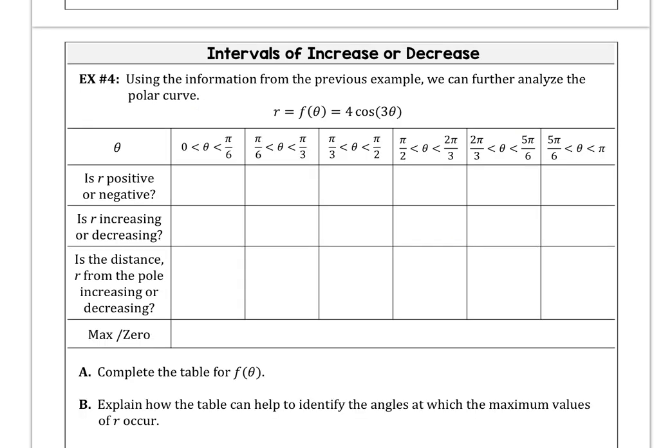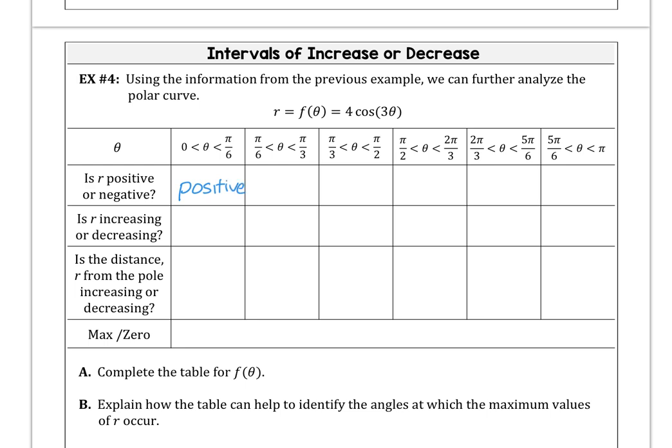We're going to continue looking at that same curve. Use the information from our previous example. We can further analyze the polar curve. So let's talk about on the interval from 0 to pi over 6. Is r positive or negative? So r was positive in that case.